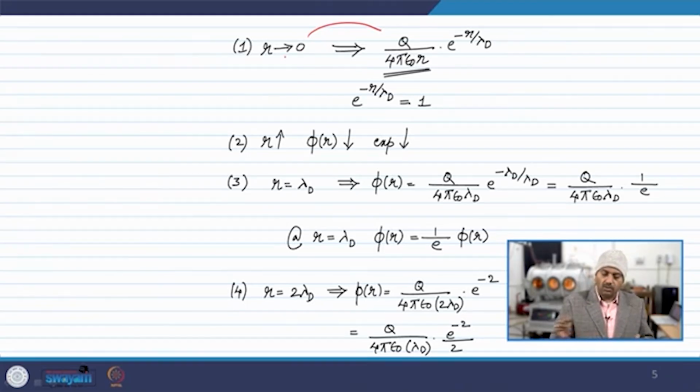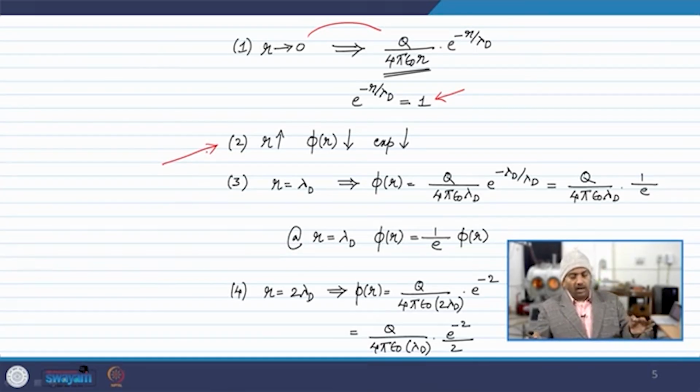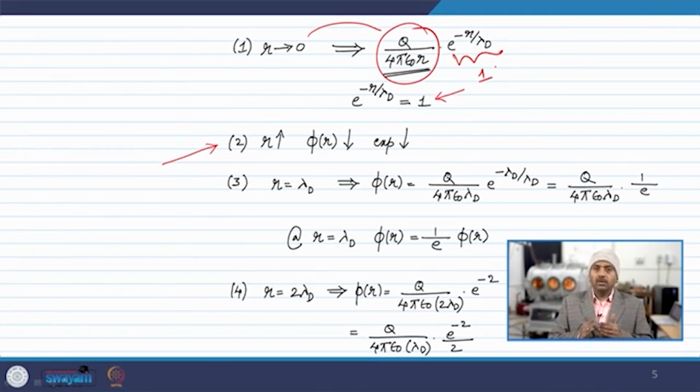So, when r tends to 0, the potential is Coulombic, because the potential is indeed Coulombic, and the other term simply becomes 1. This is what we see here. When both these terms coexist, for example, you are moving away from r equals 0, this is the situation now. At r tends to 0, we only have this term valid, this term becomes simply 1, right.